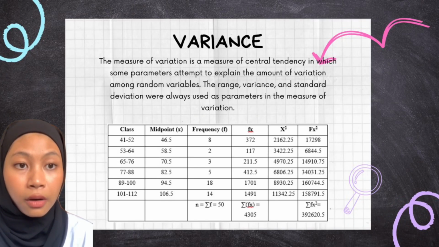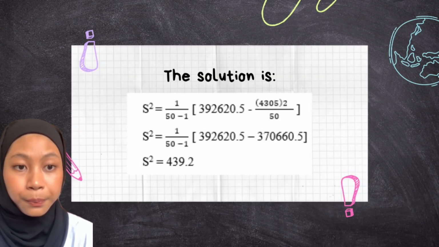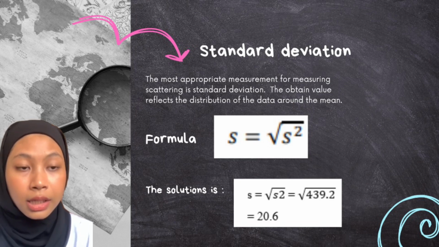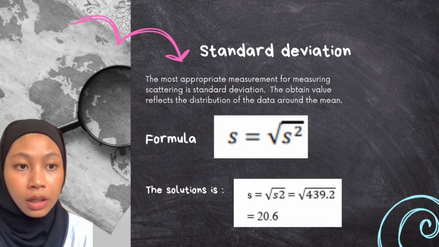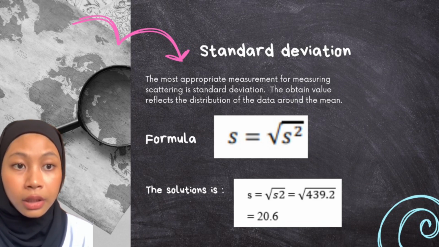And this is the table for variance. We have class, frequency, fx, x squared and fx squared. And this is the solution for variance. Next is standard deviation. The most appropriate measurement for measuring scattering is standard deviation. The obtained value reflects the distribution of the data around the mean. This is the formula for the standard deviation and the solution for standard deviation.